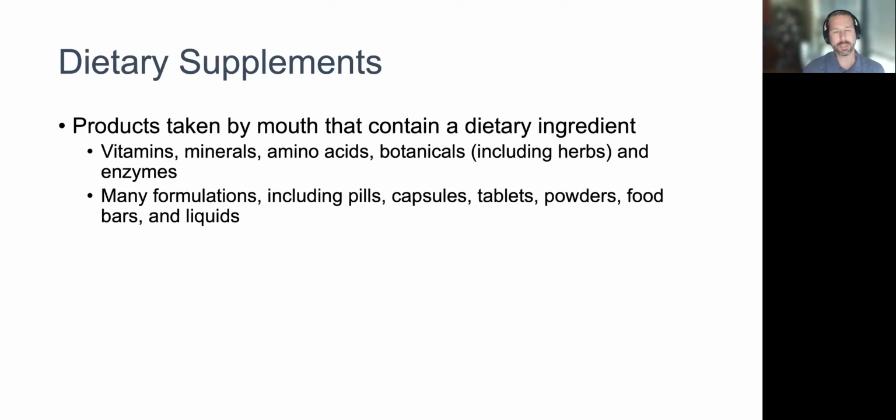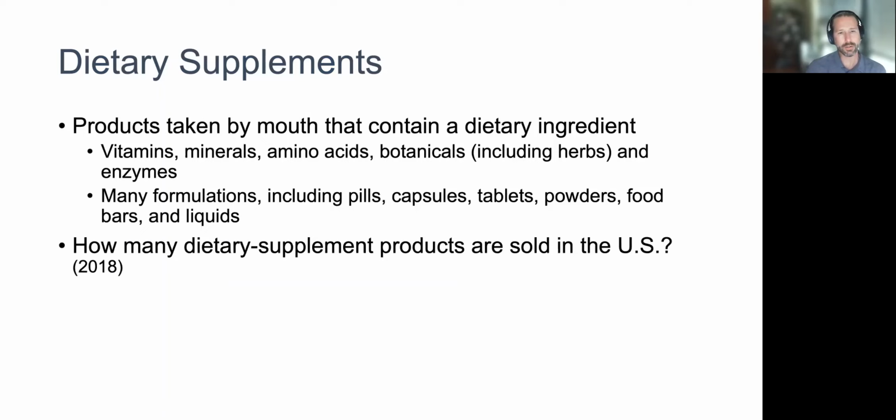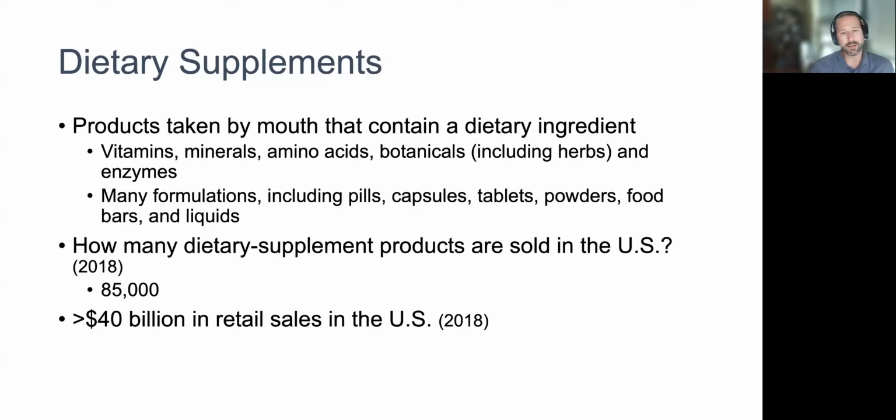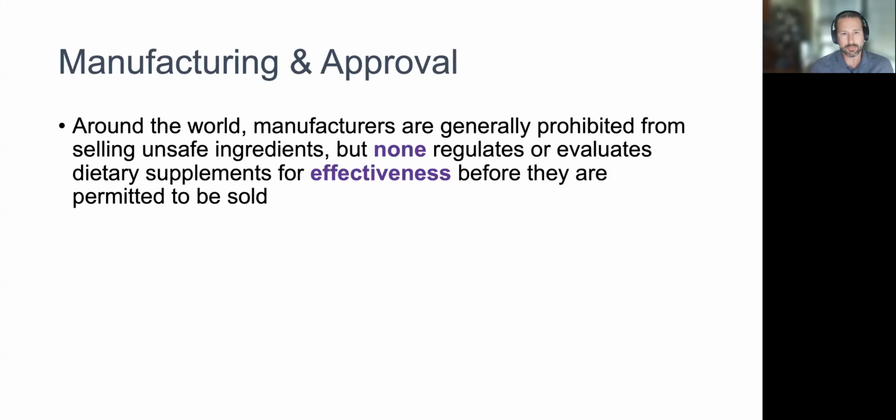And so dietary supplements is a broad term that represents any product that contains a dietary ingredient that are listed here, and they come in every possible dosage form you can imagine. And so just as a thought exercise, think about how many dietary supplement products are sold in the US. So it is 85,000. So this is a super saturated market. And we'll talk about the regulation or lack thereof. And there are a lot of retail sales for dietary supplements.